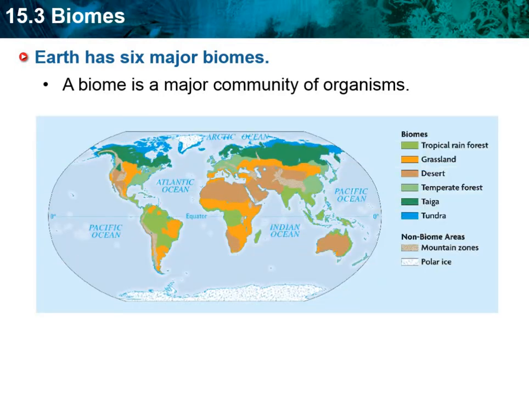So a biome, again, is a major community of organisms. The 6 major biomes on the planet are the tropical rainforest, grasslands, which there's 2 different types, deserts, temperate forest, taiga, which is also known as the boreal forests, and the tundra. You have non-major ones that would be polar ice and mountain zones as well.